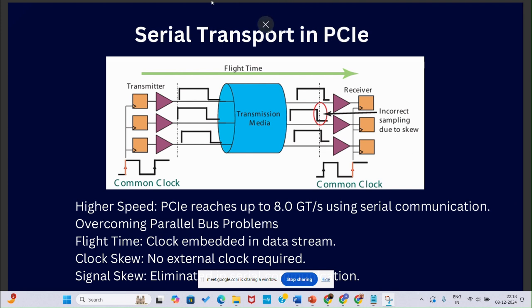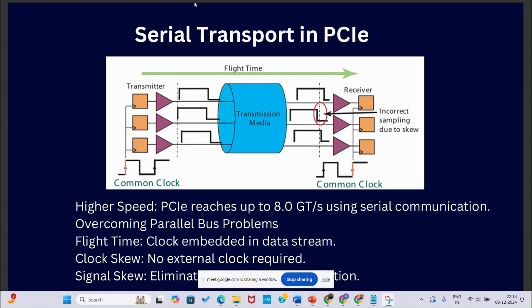Let me try to answer this question. As he said, we are sending data serially, right? Let's suppose I'm a transmitter and you are a receiver. I'm sending data serially, like 0101, to you. It has data information, right? So how do you come to know at what clock I'm sampling the data?